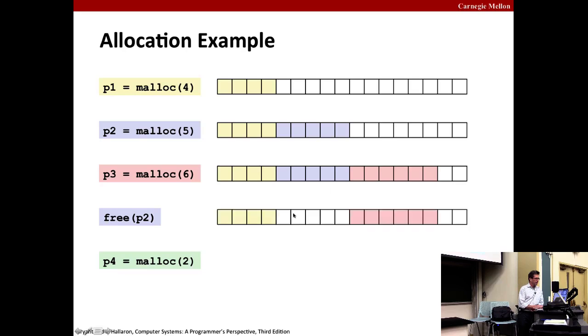Okay, so now that frees up that block. And then we do another allocation for a 2-word block. And so the allocator looks to see if it can find a free block that has enough room, and it finds this free block here that has 5 free words, and then it allocates the requested block inside of that free block.